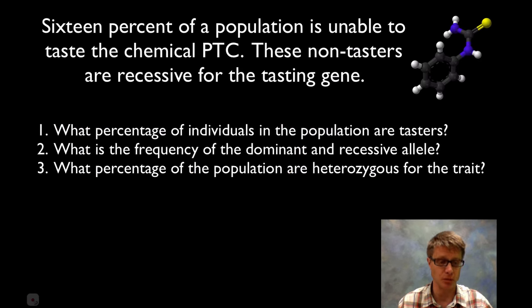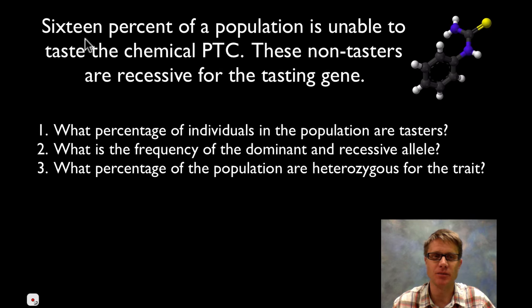And so let's try this problem again. So what does it say? It says, let's break down this thing. 16% of a population is unable to taste this chemical. These non-tasters are recessive for the tasting gene. So if you think you know how to do this, you may want to pause the video, try to work it out, and then I'll show you how I would work it. Pause video. Okay, so here we go.